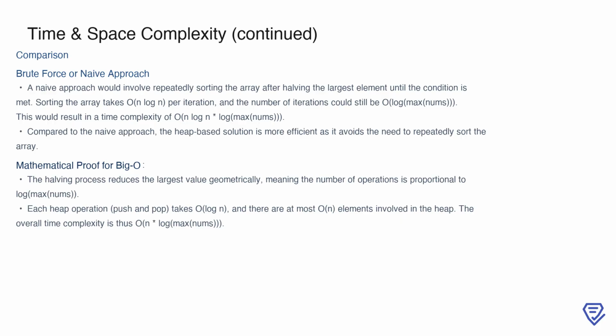From a mathematical perspective, the halving process reduces the largest value geometrically, meaning the number of operations is proportional to log max nums. Since each heap operation, such as a push or pop, takes log n, and there are at most n elements in the heap, the overall time complexity is n * log max nums. This makes the heap-based method a clear improvement over the naive approach.